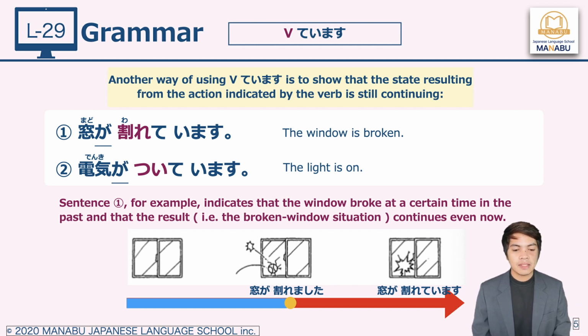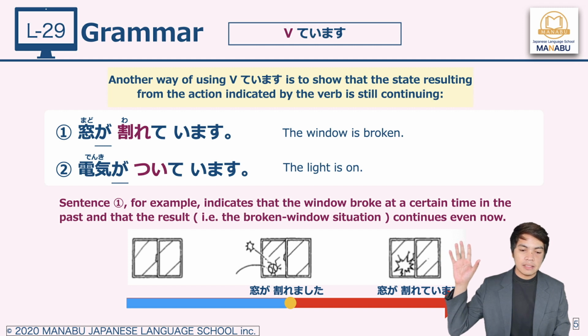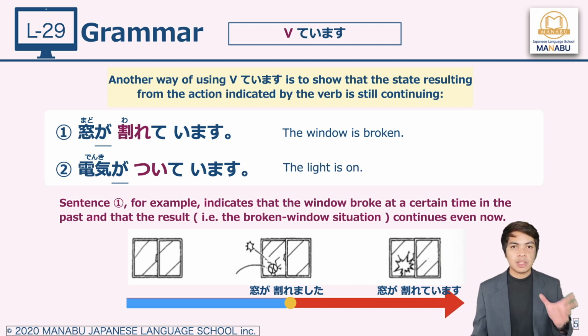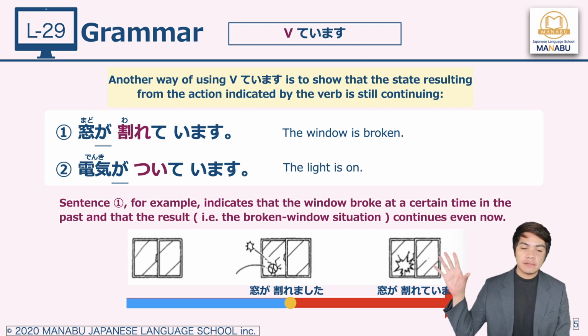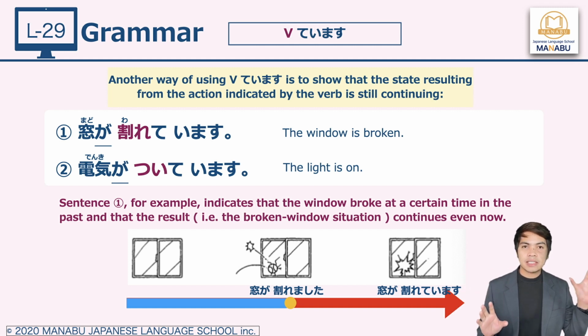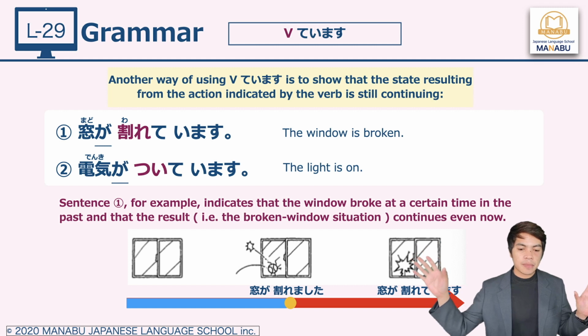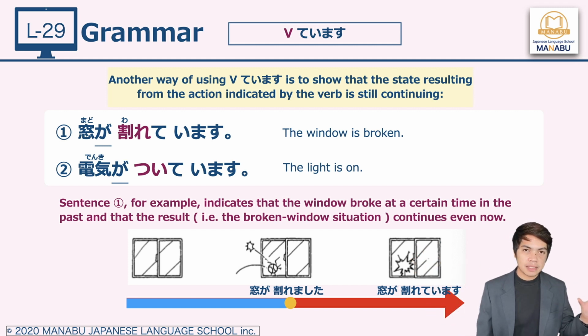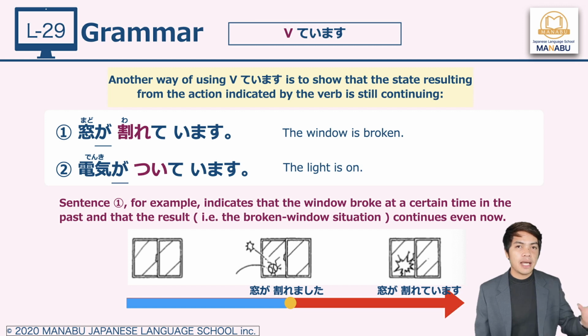Example number 2. Denki ga tsuite imasu. So, denki means the light, and the verb is tsukimasu. Tsukimasu means turn on. So for example, the light is turned off, and if it turns on, tsukimashita. Denki ga tsukimashita. The light went on. Now after that, the result, the current state of the light from being turned off, now it's on, tsuite imasu. Currently, the light is on, tsuite imasu.